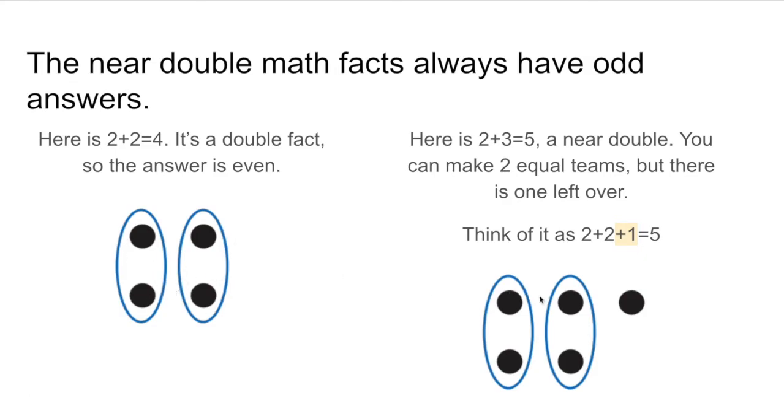But here is 2 plus 3. That's a near double fact because 3 is just 1 larger than 2. You could make 2 equal teams, but there's 1 left over. You can also think of it as 2 plus 2, the double, plus 1 extra equals 5. So we know that this is an odd answer because it has 1 left over.